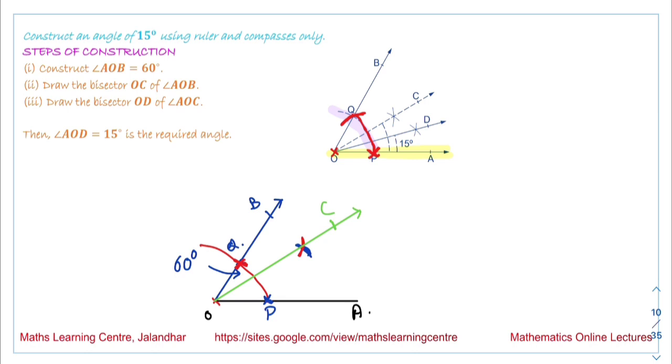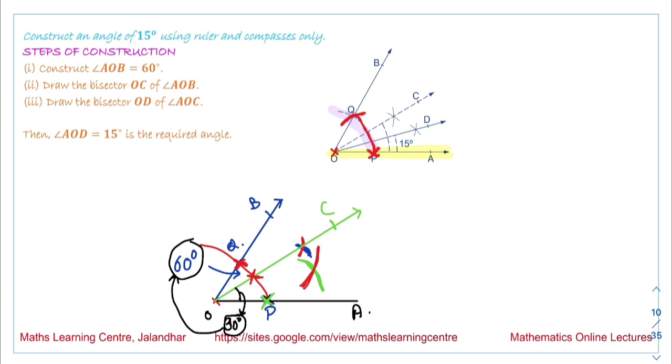Now the measure of this angle will be 30 degrees because it is bisected from the angle of 60 degrees. Now we have to bisect this angle again. So we keep the compass at this point P over here and mark this arc. Then we keep the compass at this point and mark another arc over here.